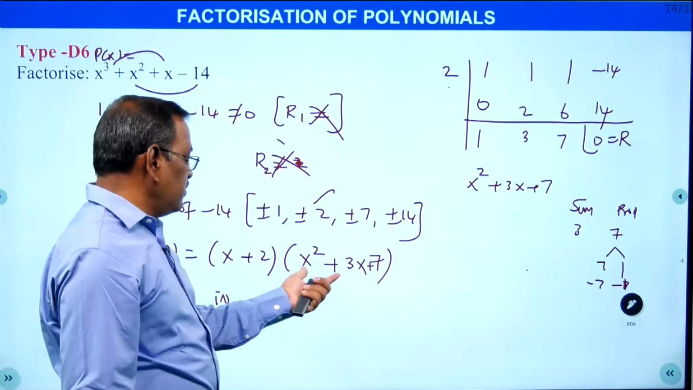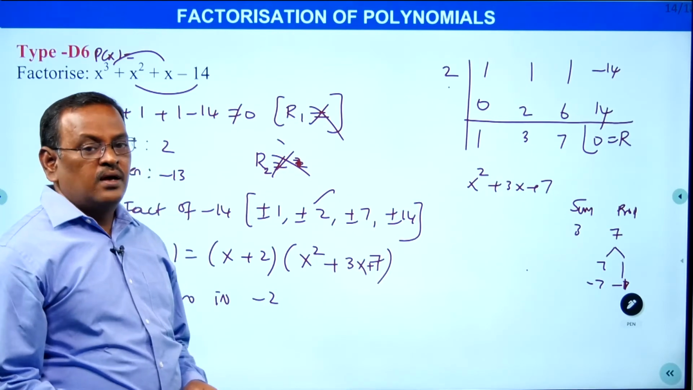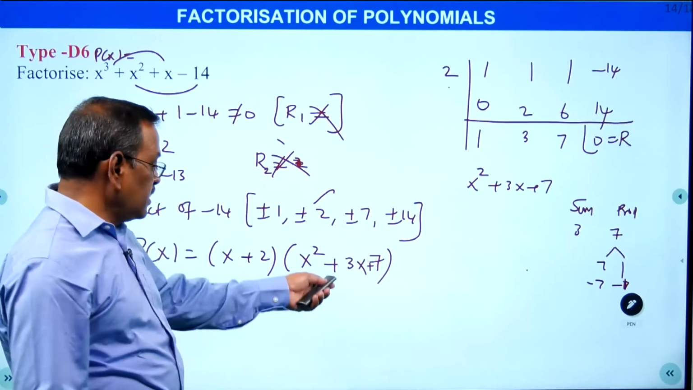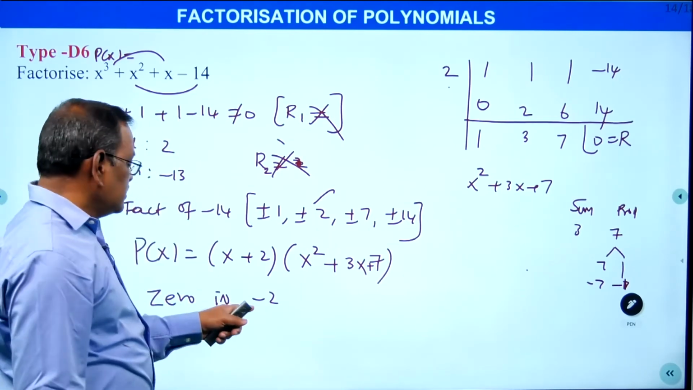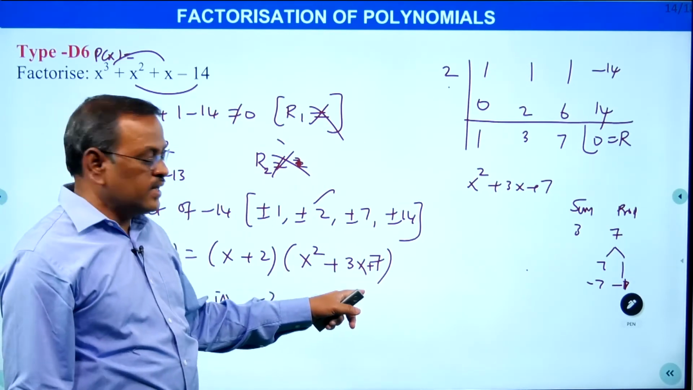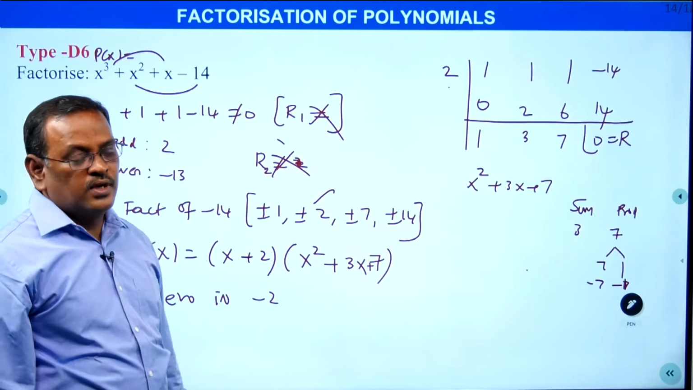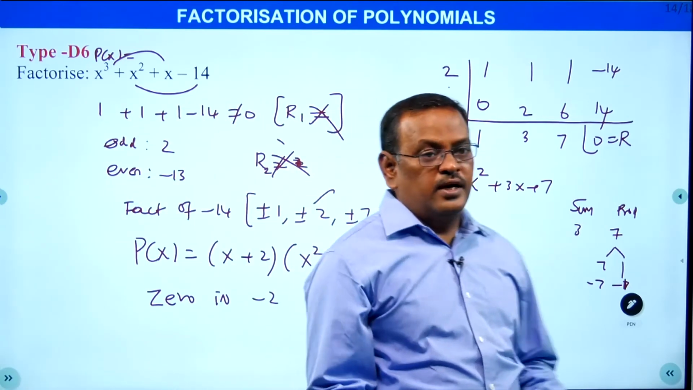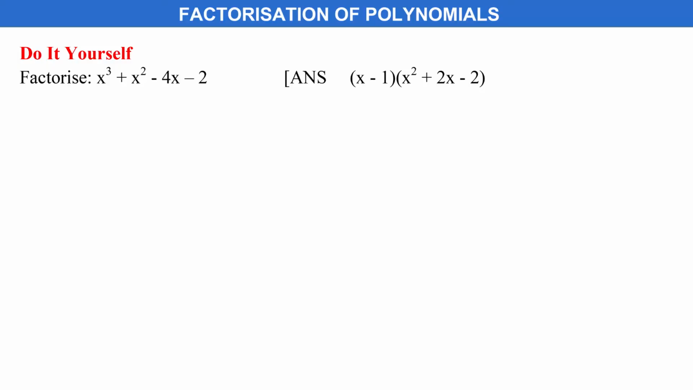In higher classes you will learn how to solve this type of problem using a new concept called complex numbers. But here it is not possible because it has complex roots or complex zeros. So the only zero is minus 2 because this factor is not possible to factorize. It has only unreal zeros, not real zeros. This is one of the best examples for a polynomial which contains one quadratic factor with unreal roots. A similar sum is given. Do it yourself and verify whether this answer is correct. Thank you.